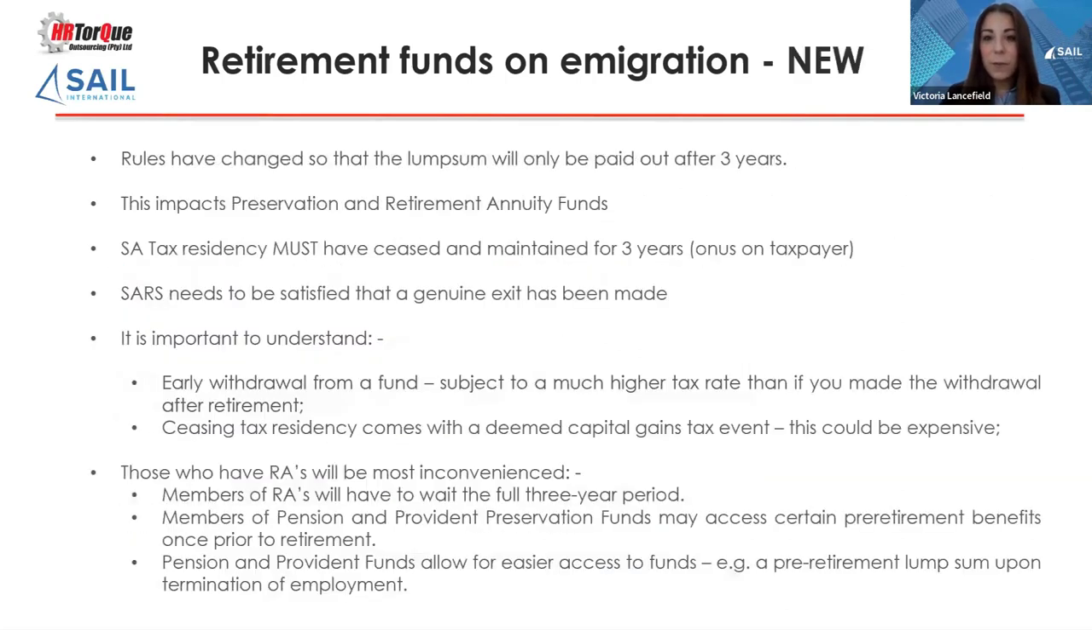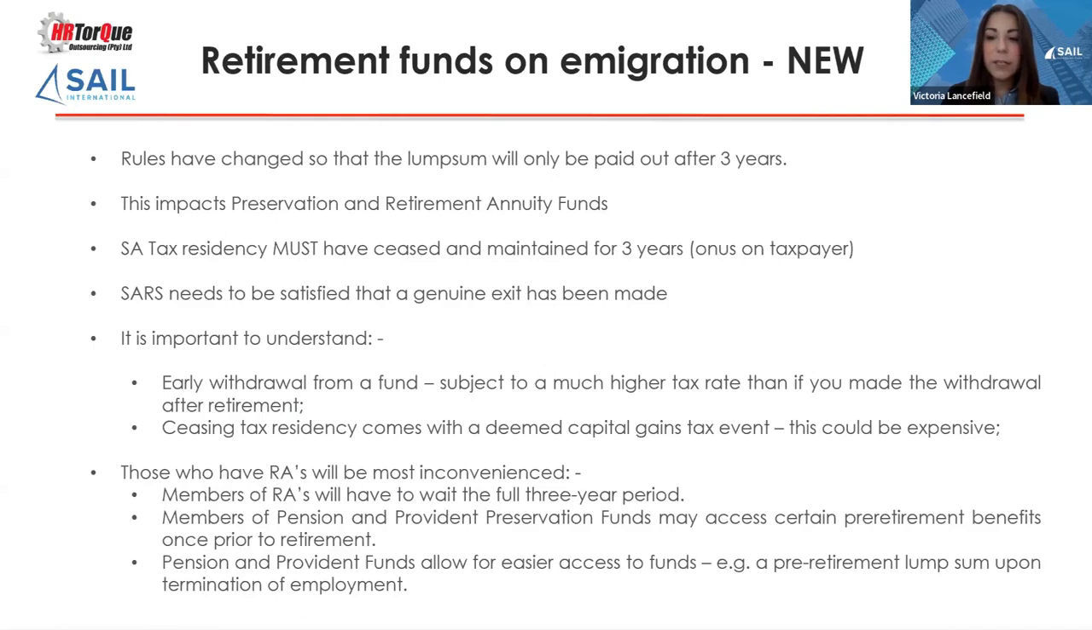Moving on to what has changed in terms of these retirement annuities. Again, like I said, it's one of the many changes that has come about to do with expatriate tax, as we like to call it. You're still allowed to withdraw your full retirement should you wish upon tax emigrating. However, now they've put in a 3-year lock rule. Basically, you have to be 3 years non-resident before you're allowed to withdraw it in full.